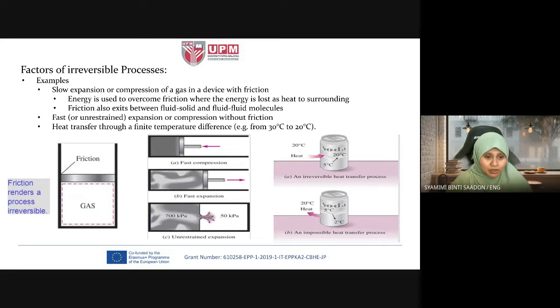Heat transfer through a finite temperature difference. Finite means the temperature difference of the process is too large, too big. If it's only a very, very small difference in temperature, then we might achieve a reversible process.